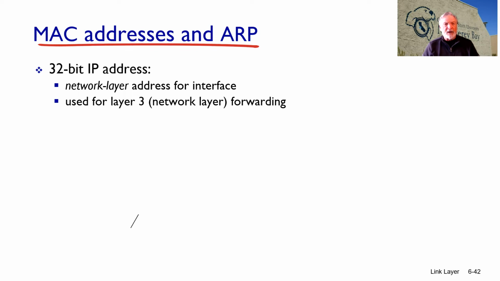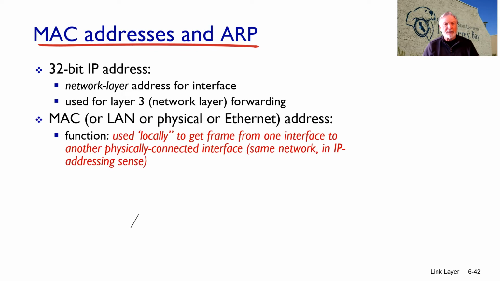The link layer address is also called the MAC address, MAC for Media Access Control. Other names for the MAC address are the LAN address or the physical address. For Ethernet implementations of the link layer, the MAC address is also called the Ethernet address. The function of the MAC address is to facilitate getting layer 2 frames from one interface to another connected interface on the same LAN.